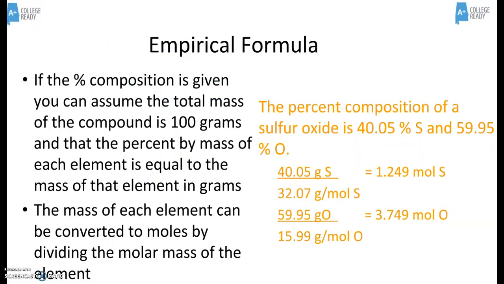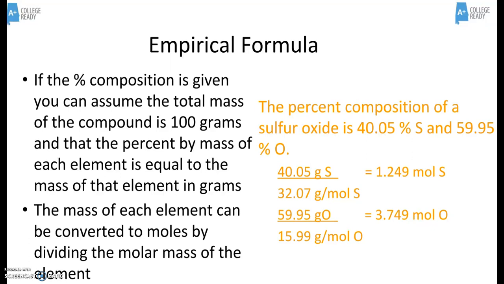Now that you know how to calculate percent composition, we now apply that concept to what is an empirical formula. Percent composition is given to you so that you can assume that 100% is also equal to 100 grams. Therefore, if they give you a percentage by mass of each element, you know that that is equal to the grams of each element.